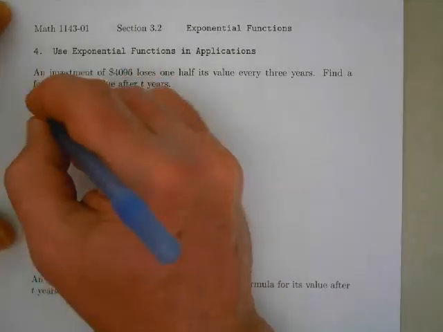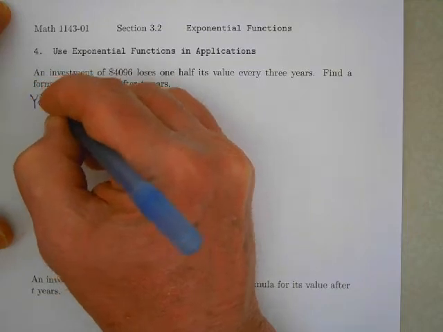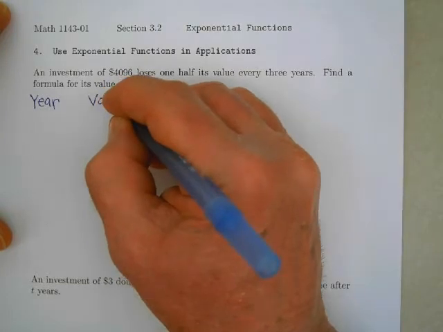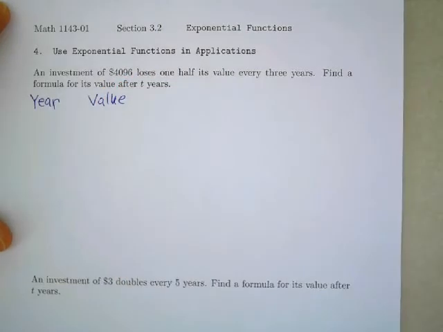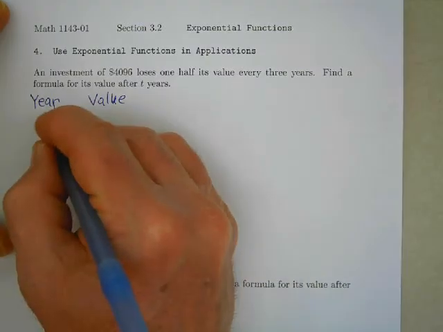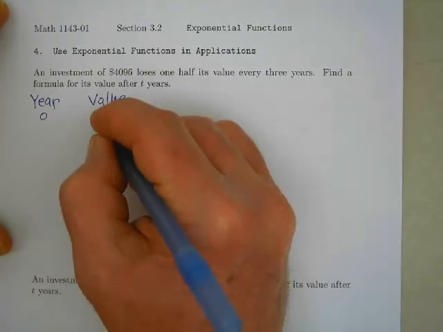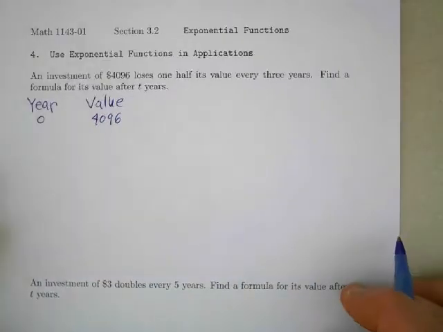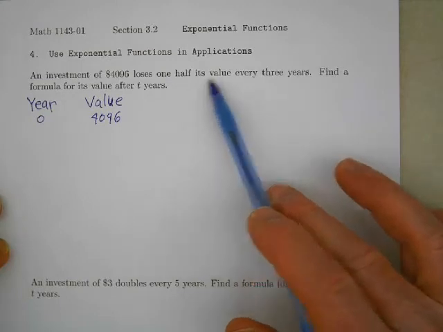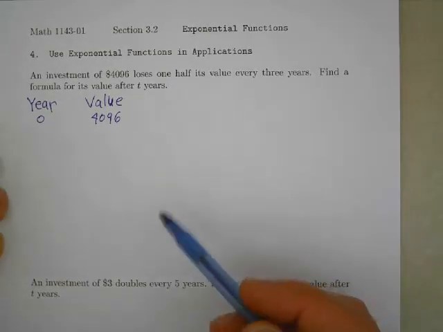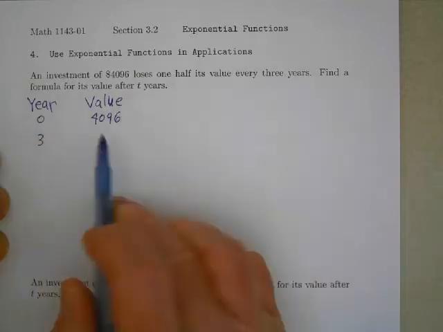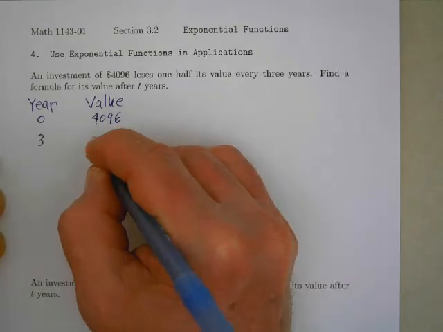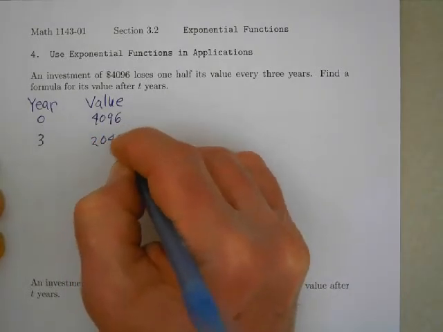Okay, so we'll list a column for the year and another column for the value. So at year 0, the value of the investment is $4,096. But we're told that it loses 1/2 of its value every 3 years. So after 3 years, the value of this initial investment will be 1/2 of that, or $2,048.